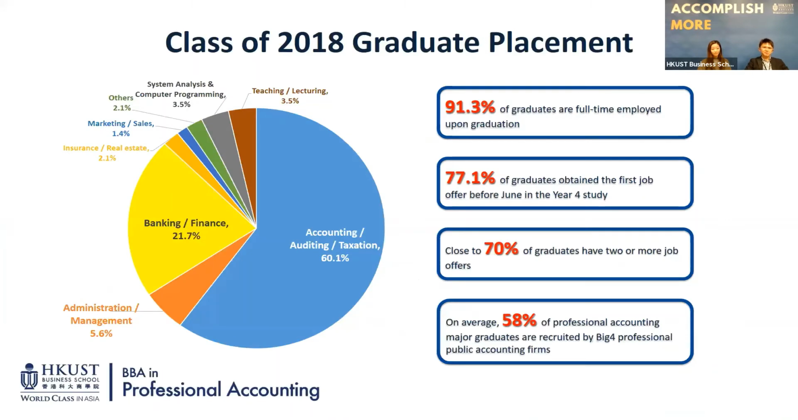Now, let us go through the employment performance by showing you some of the key numbers expressed in percentage. On the right-hand side, you might notice that our graduates obtained full-time employment upon graduation. 91.3% of them actually did that. It's pretty remarkable. Each year, we have roughly 180 accounting graduates, and they've been performing very well in graduate recruitment.